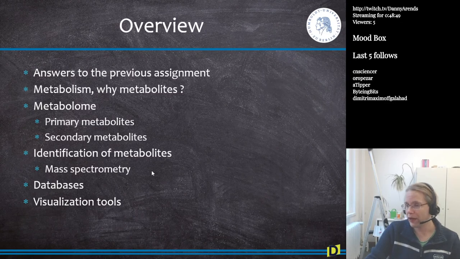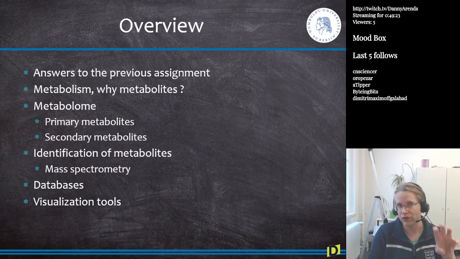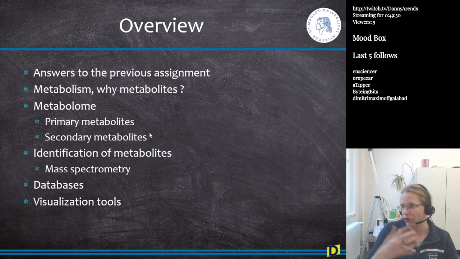So, overview for today. We already did this, but just as a reminder: metabolism, why metabolites? We want to look at the metabolome, primary and secondary metabolites, and identification using mass spectrometry, just to focus on mass spec. There are more ways to identify metabolites, but mass spectrometry is the most common one. And then, of course, several databases, because we need to identify the results of the mass spectrometer. And of course, some visualization tools, because when we talk about metabolism and metabolites, we also want to visualize a certain substance, a metabolite, being transformed by an enzyme into another metabolite. So we draw networks of how genes are regulating the expression of some metabolites.